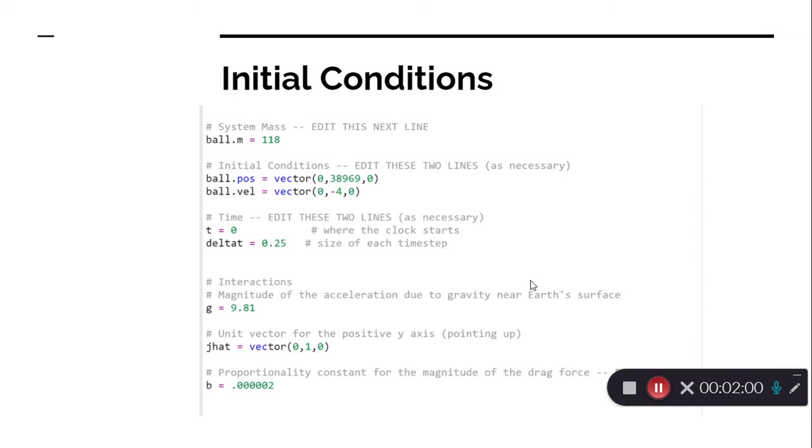Here's our code, our initial conditions. As you can see here, we have the position, we have the velocity, we have its mass plugged in, and then here our drag constant in this case is shown at the bottom.